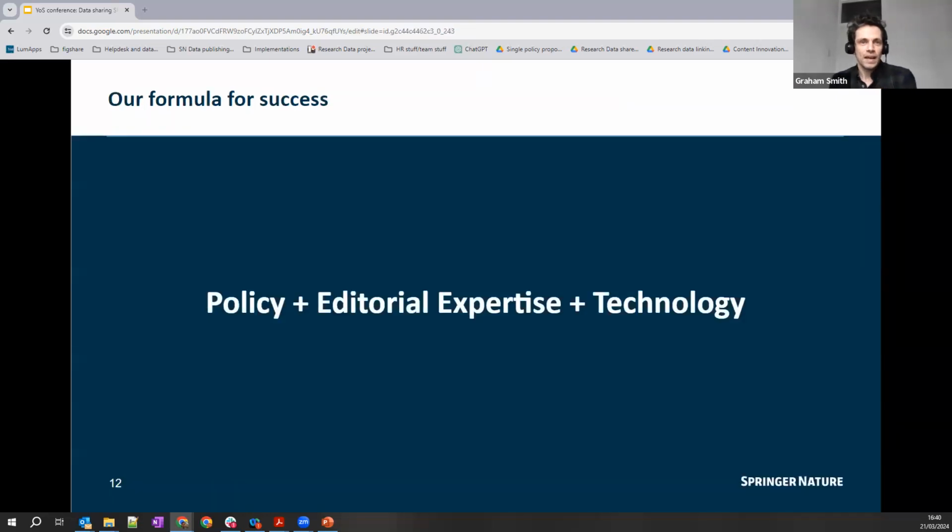Now, as I'll cover within the examples, I'm going to go into a bit more detail about the key formula we found in terms of our open science policy as a publisher, involving these elements of policy, editorial expertise, and technology. So these three key elements in terms of making a difference on the ground for something that works in open science.